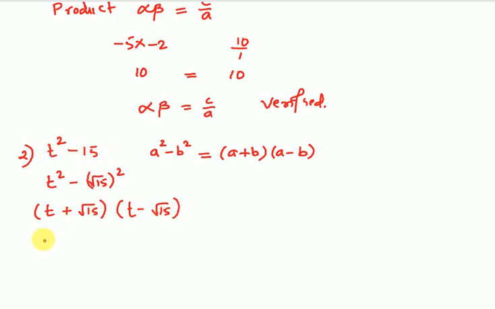Now find the zeros. We need to equate each factor to 0 and find the value of t, which is minus root 15. t minus root 15 is equal to 0, so the value of t is plus root 15.